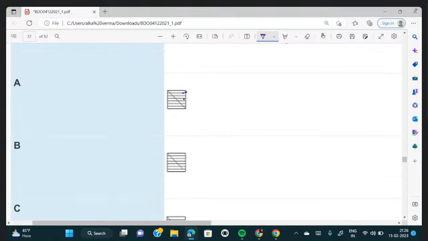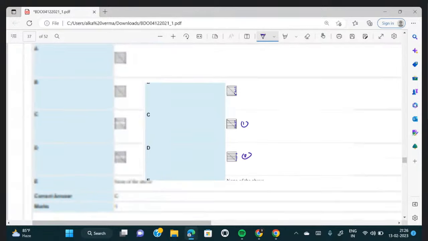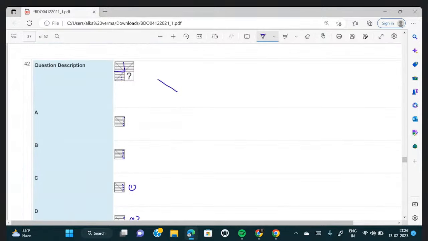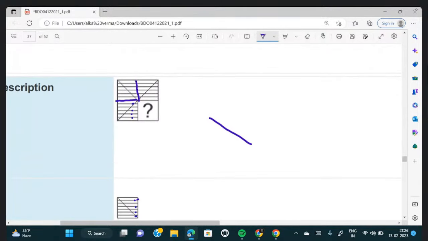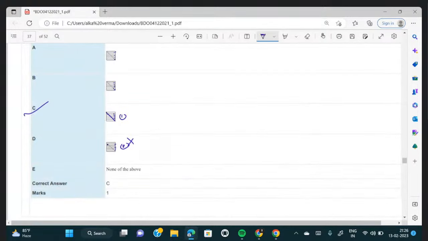1 2 3 4 5 6. No. 1 2 3 4 5 6. No. 1 2 3 4 5. Yes, one of these. And again 1 2 3 4 5. Oh, this also has 5. But what is the main difference here? If you see this line, this line goes from this corner to this corner straight, and in option number D, this line is missing. So this will be wrong, and this is the line where it is going directly from corner to corner. So your correct answer will be option number C.